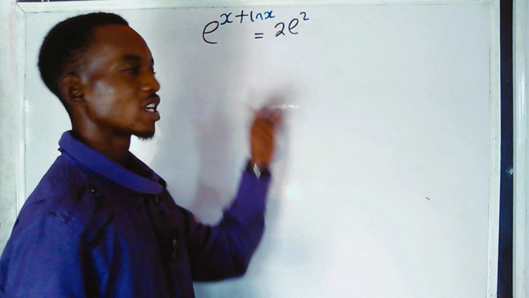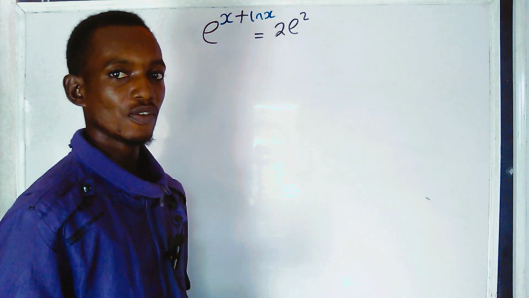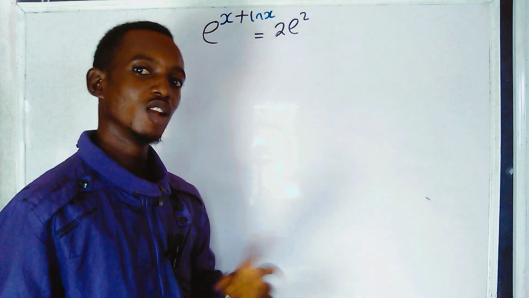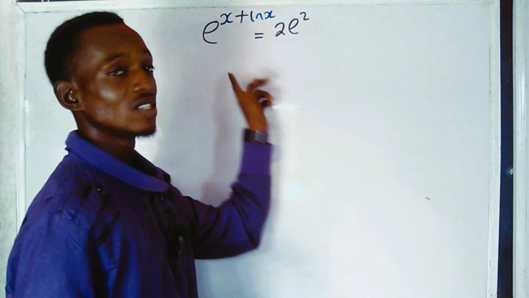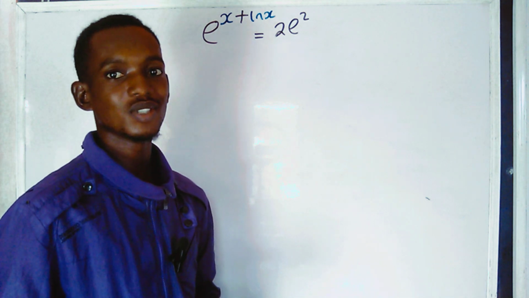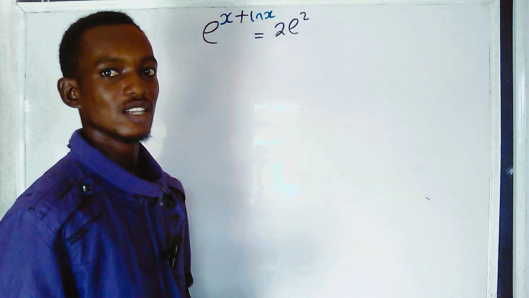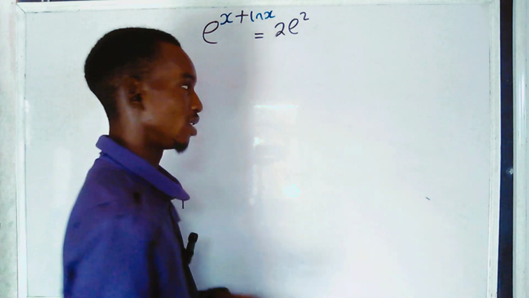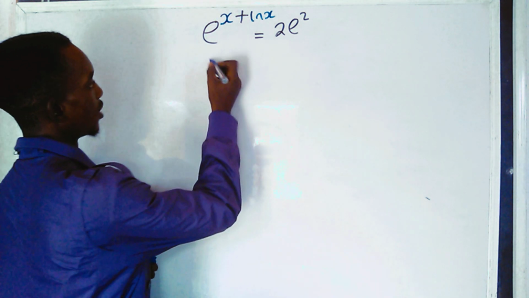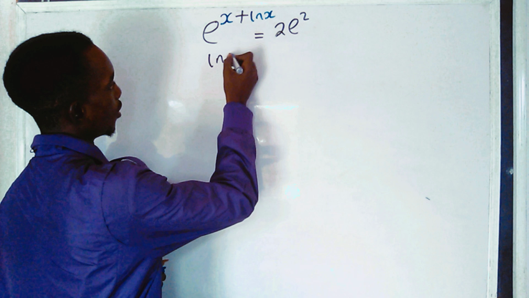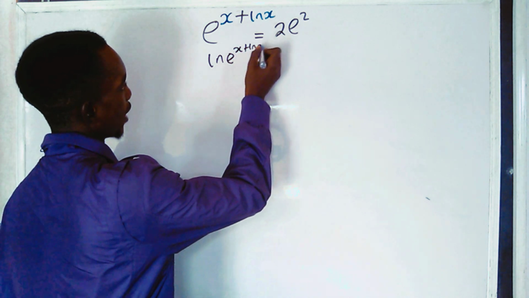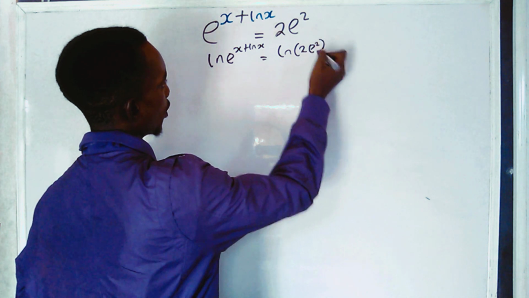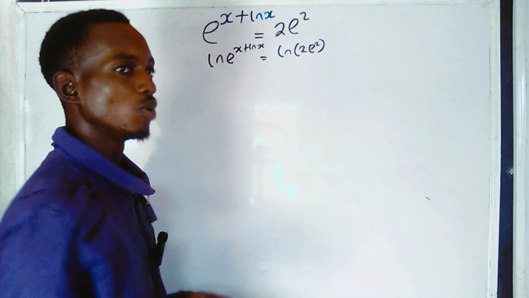Now, to solve exponential equation like this, we have two methods. Either you make this base the same, or you take the logarithm of both sides. But making these two bases the same here is actually almost impossible to do. So what we're going to do is we're going to take the ln of both sides. That's a log e of both sides. So take ln of this. We have ln e to the power of x plus ln x equals to ln into brackets 2e raised to the power 2. Yes, we take the ln of both sides.